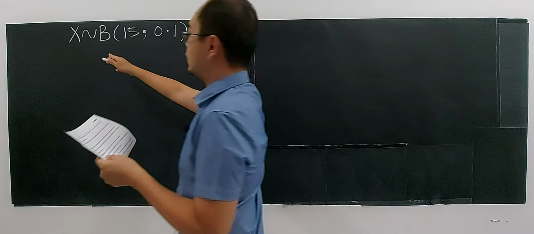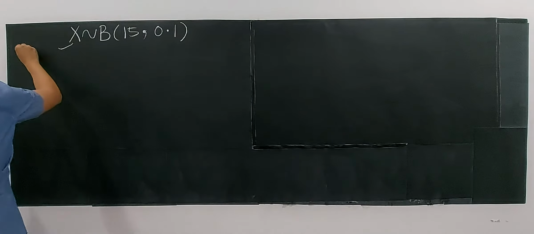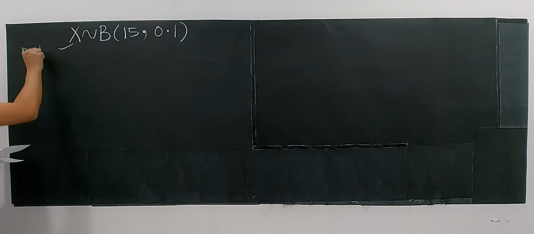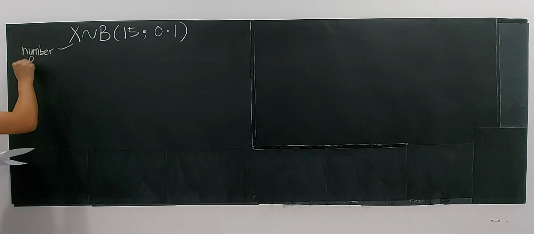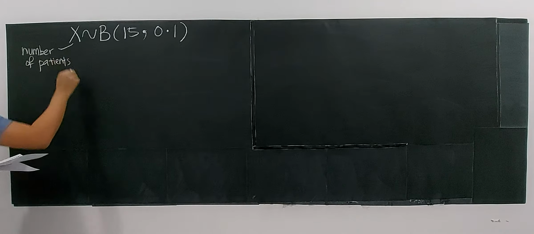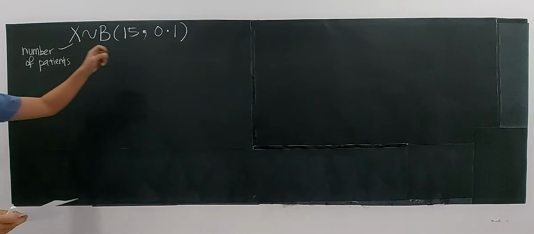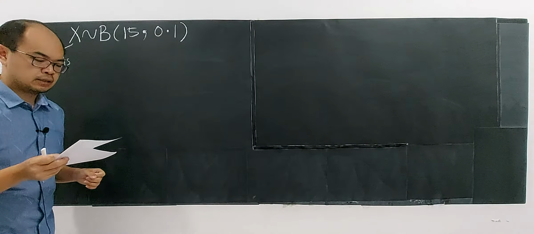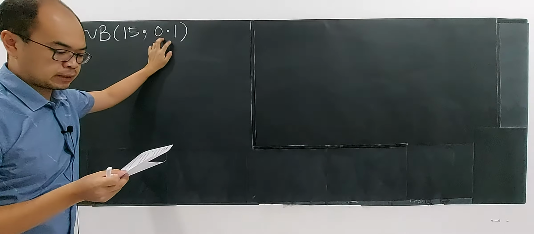So the X here represents the number of patients. It's a discrete random variable, right? It represents the number of patients, the number of patients suffering from dengue fever, alright? So it's 10%.